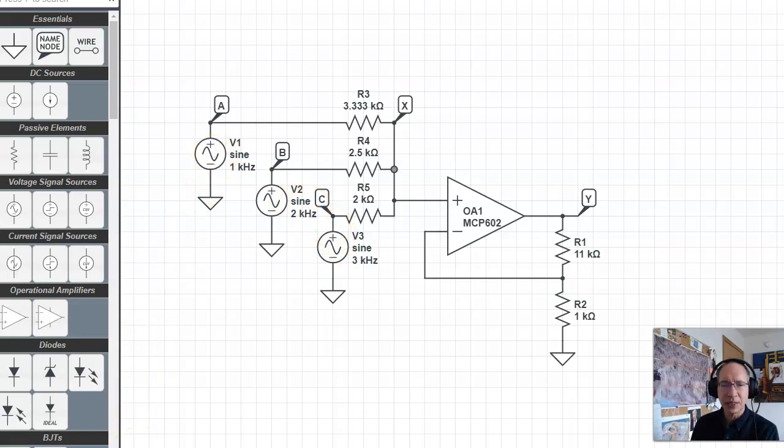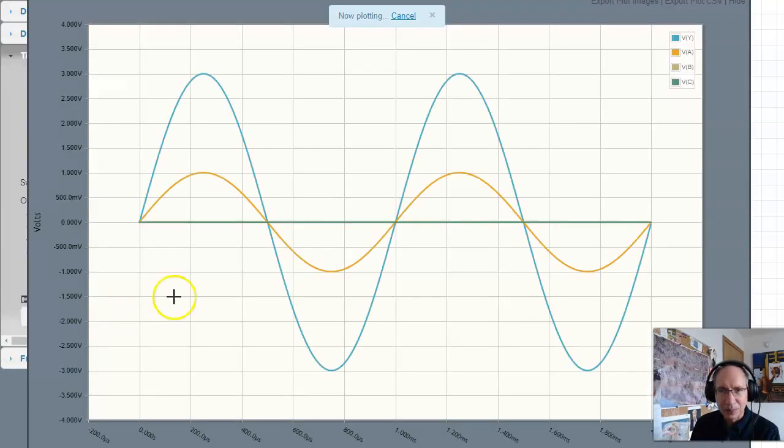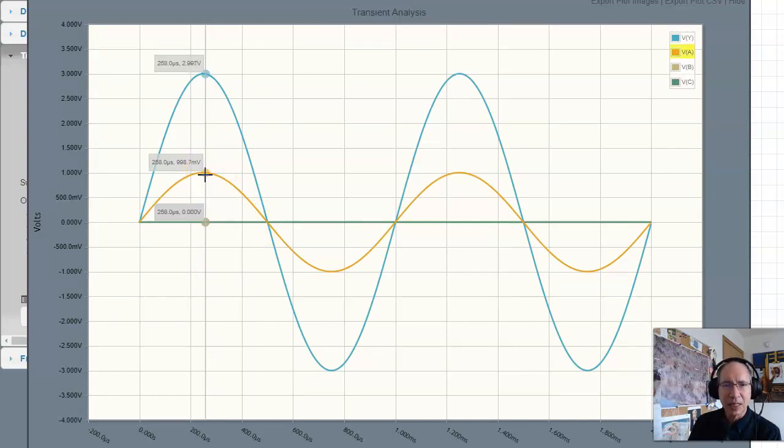I just have A. If I simulate it, what just happened? Okay, simulate it. I must have hit the wrong button there somewhere. Now I have something. So the input is 1 volt. A is 3 volts. A has a gain of 3.